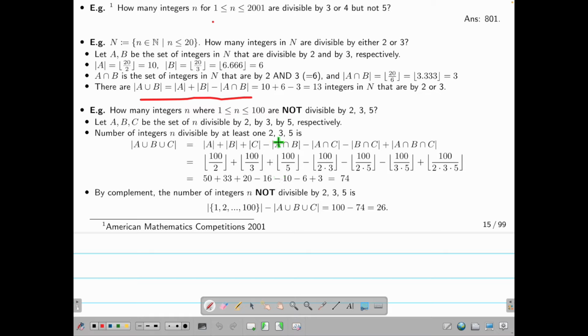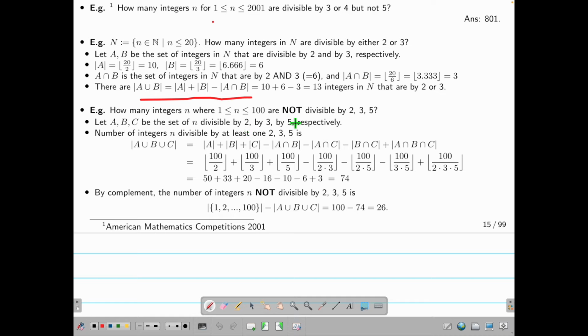What's next? A and B means divisible by both 2 and 3, so divisible by 6. A and C means divisible by 2 and 5, that means divisible by 10. B and C means divisible by both 3 and 5, that means divisible by 15. This means divisible by all of them. So you have all this number. So you have 74 number divisible by 2, 3, 5.